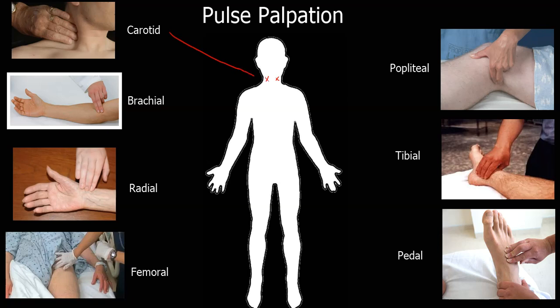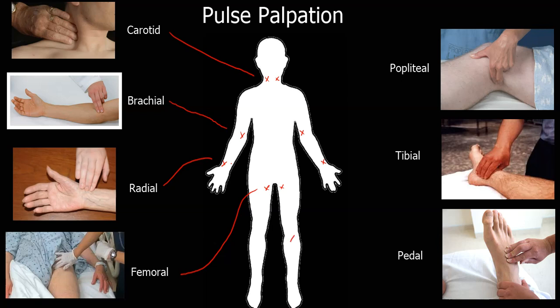Moving downwards, we'll find the brachial artery on the inner aspect of the elbow, or the antecubital region. Usually we'll utilize the brachial artery for measuring blood pressure. We also have the radial artery on the outer aspect of our wrist, closest to our thumb. This is one of the most common sites for palpating pulses. And moving downwards, we also have the femoral arteries, which we can palpate in the inguinal or groin area.